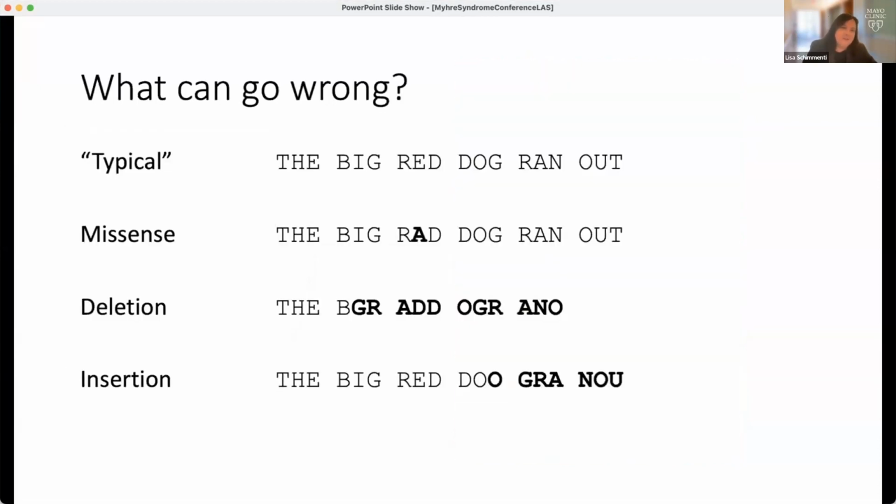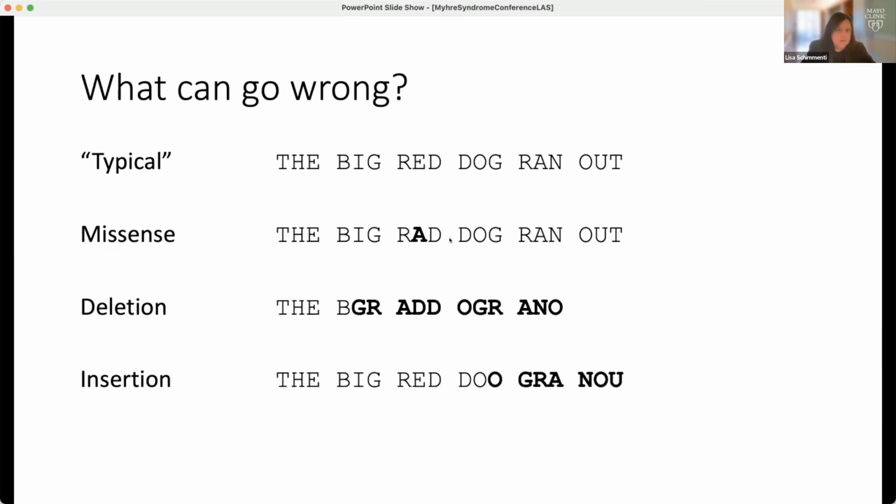All right, so what can go wrong? I'm just using regular words as an example, and I'm just using 3-letter words. We do have more than 4 letters here. And so this would be a typical DNA sequence. The big red dog ran out. If in this word, the E was changed to an A, that would be a missense. And so instead the meaning is changed. And this is the big rad dog ran out.